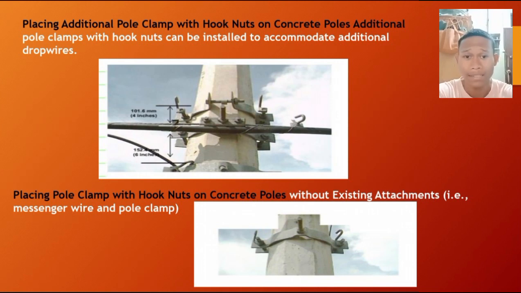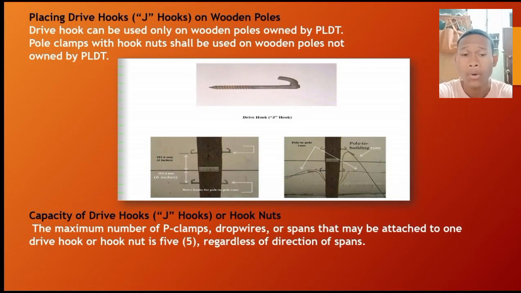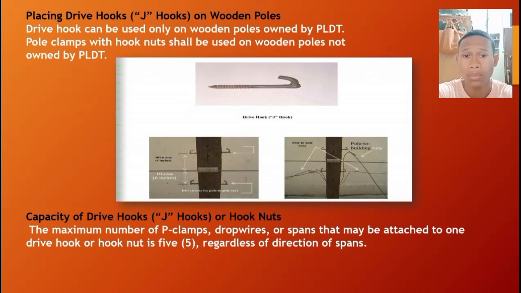So next is placing drive hooks or J hooks on wooden poles. Now drive hooks can be used only on wooden poles owned by the PLDT. Pull clamps with hook nuts shall be used on wooden poles not owned by the PLDT.